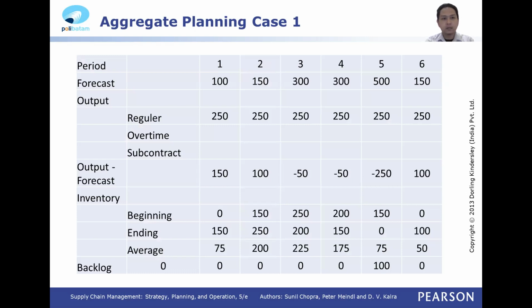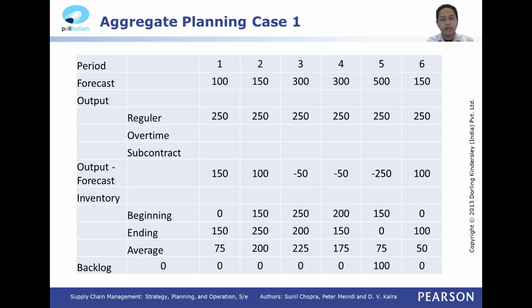So the first step, we should analyze the table provided for this case. Here we have 6 periods in a row with the forecast of each period shown in this table. Period 1, 100, until period 6, 150. Then the output production of each period remains constant, which is 250. And here we are only using the workforce in regular time, so we can ignore overtime and subcontract.